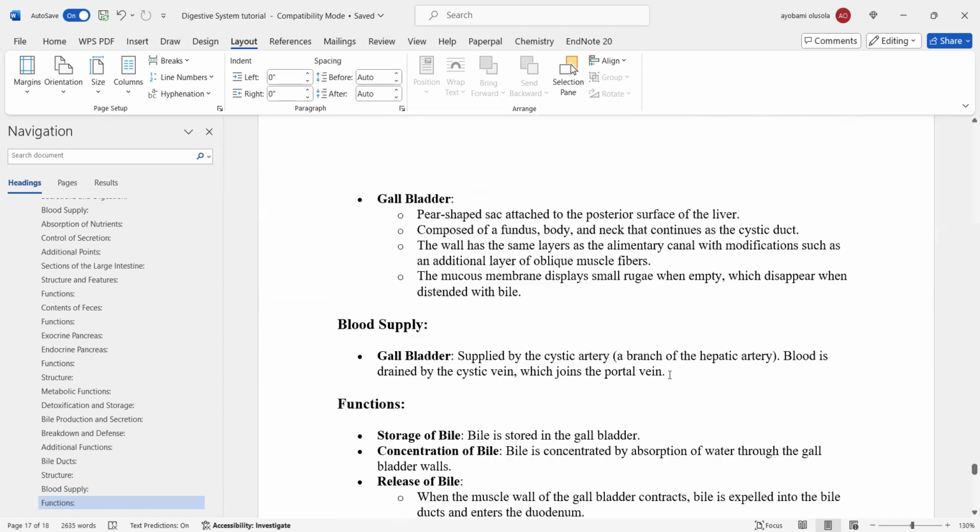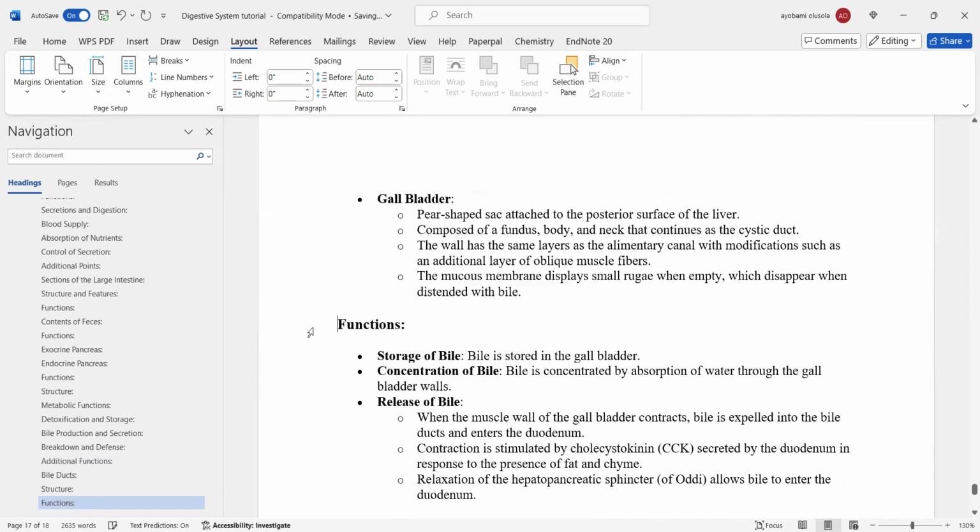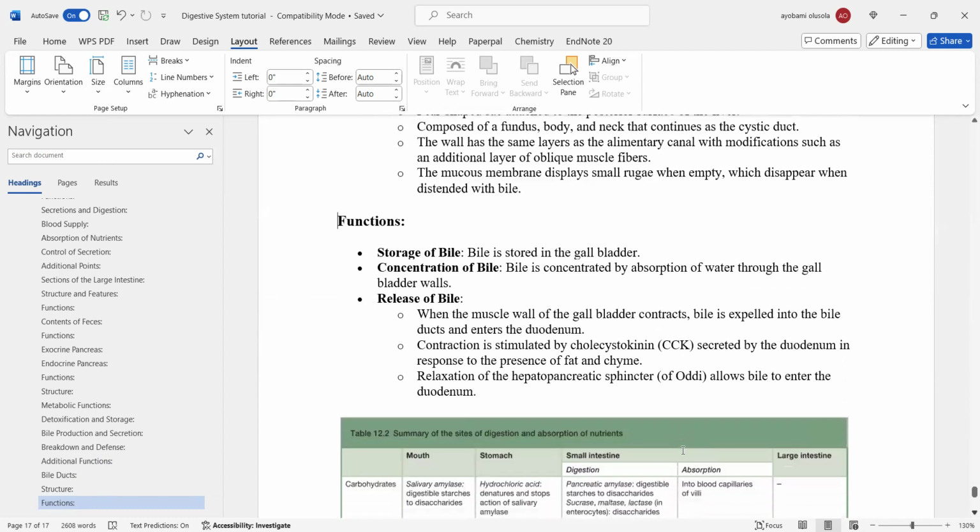So let's discuss the gallbladder. It is a pear-shaped sac and is attached to the posterior surface of the liver. So what's the function of the gallbladder? The function of the gallbladder is the storage of bile and the release of the bile when needed. It also concentrates bile by absorbing water. When the muscle wall of the gallbladder contracts, bile is expelled into the bile duct and enters the duodenum.